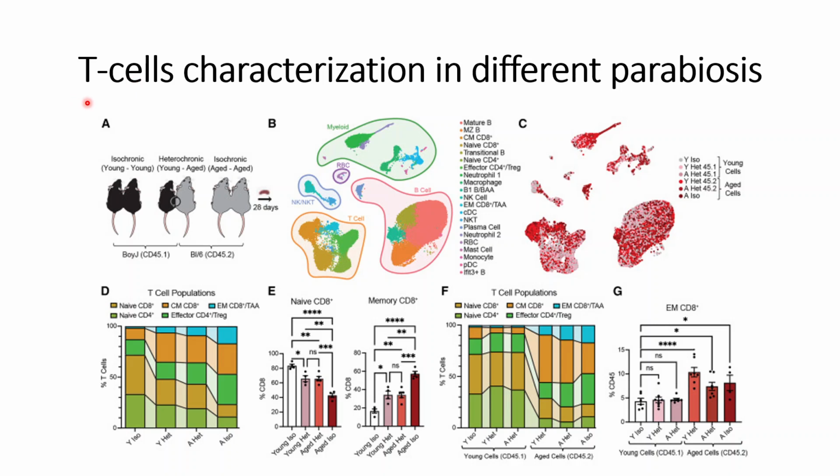In this video, we will discuss T cell characterization in different parabiosis conditions. So, what is parabiosis? Parabiosis means that two mice are joined together in a way that they share the same blood flow circulation. They used three different conditions for this parabiosis.